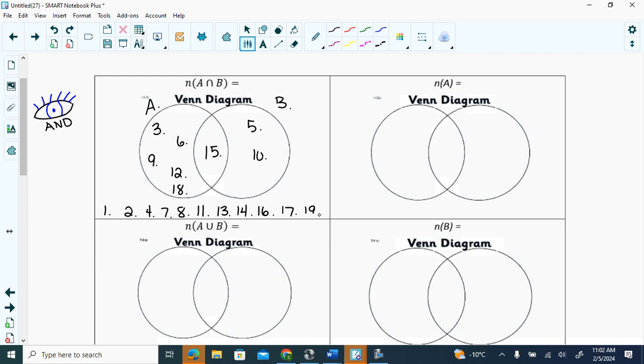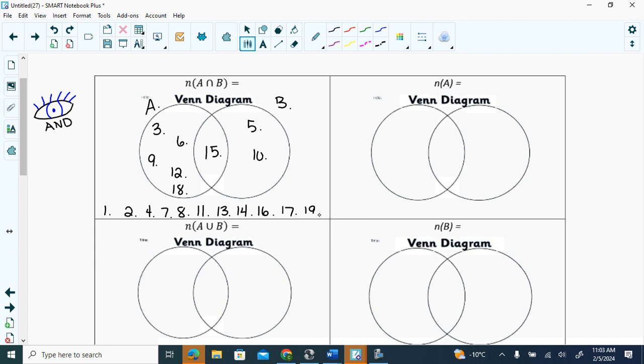Is my Venn diagram going to change depending on what question I ask you? Is the Venn diagram itself going to change, or how many I pick from it going to change? How many I pick from it is going to change, but that Venn diagram is going to stay the same the whole way along, right? 15 is shared by both. 3, 6, 9, 12 is in A. 5 and 10 is in B, right? So the Venn diagram itself isn't going to change. The answers are going to change.